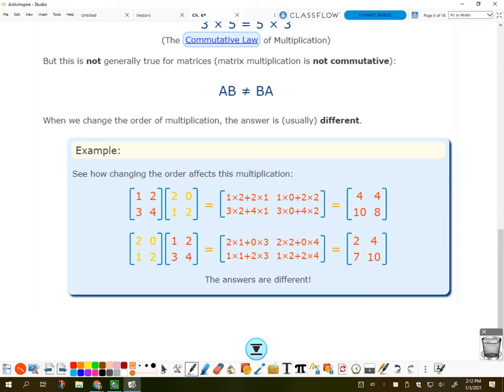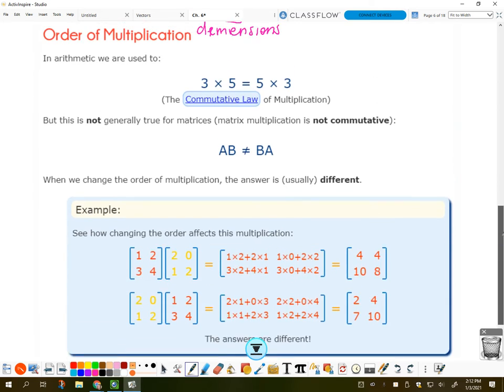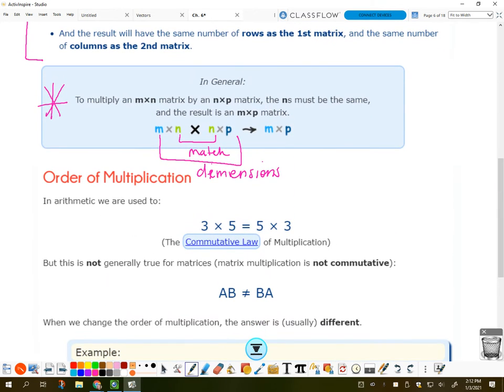So the big key, if I was going to write anything down from all of this, is what I put a star by up here, and the fact that matrix multiplication is not commutative. If it asks you to find AB and then find BA, you have to do both because they're two different problems.